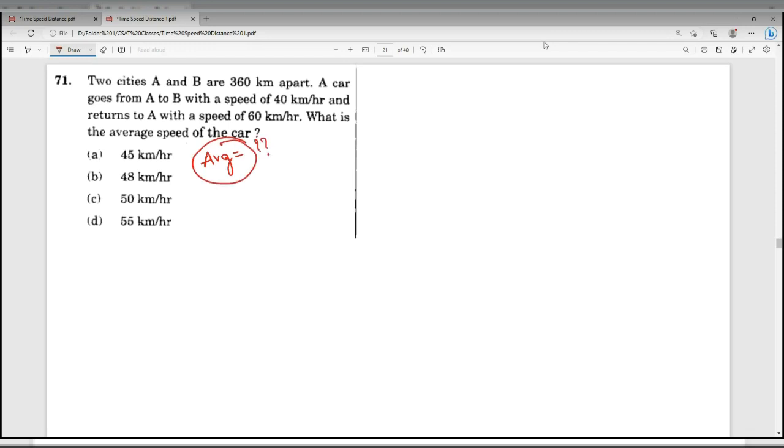So please remember this. And they're saying A to B, this is 360 kilometers. The speed to go from A to B is 40, and from B to A is 60. This is 60 kilometers per hour, and the answer is also in kilometers per hour. And this distance is also in kilometers. So you don't have to worry about converting any units here. Just draw up the chart. We have speed, we have time, and we have distance.